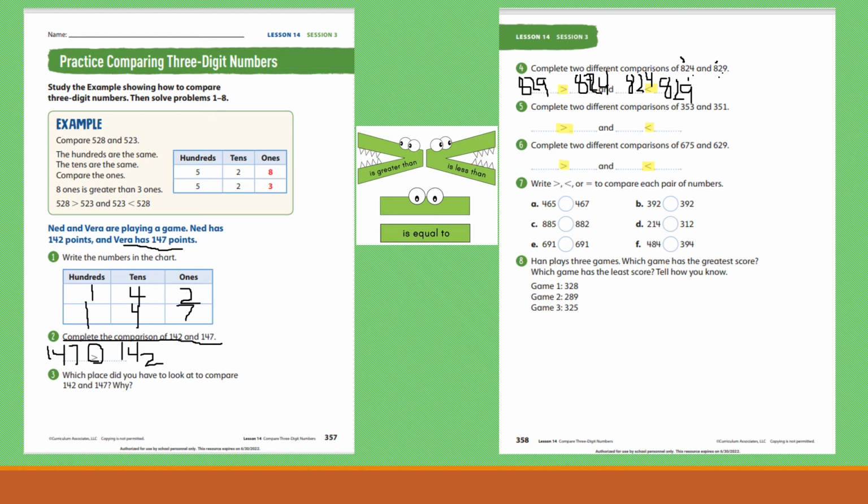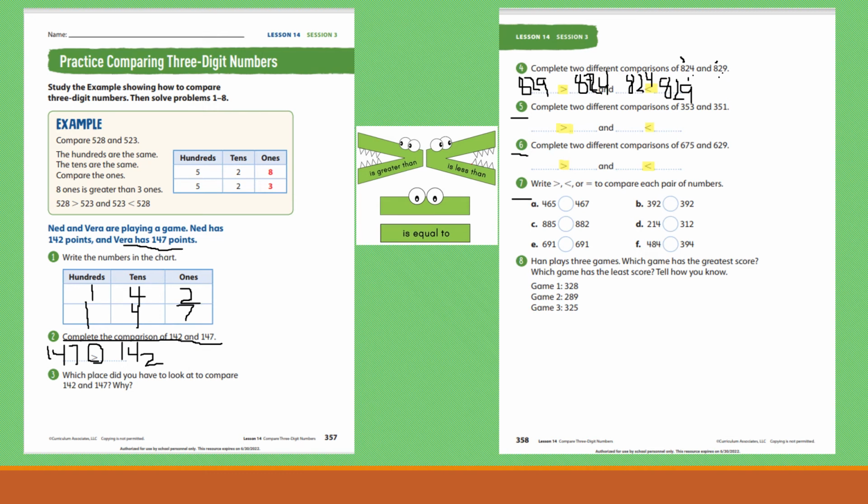All right. Boys and girls, your job now is to take this page and complete this page. 5, 6, and 7. Should not be hard. It should be very easy for you to do. We've gone over this a lot. Let's look at number 8.